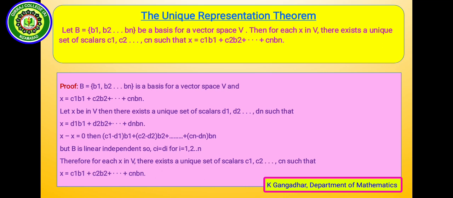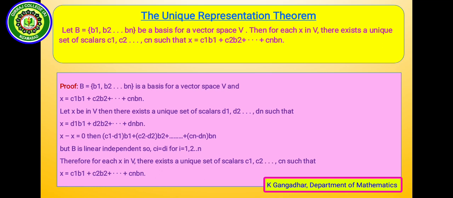So here we subtract one from the other. So x minus x equal to (c1 minus d1) b1 plus (c2 minus d2) b2 plus so on plus (cn minus dn) bn equal to 0. But here B is linear independent because it is a basis. B is linear independent means in the linear combination all scalar values are zeros. So that is c1 minus d1 equals 0, c2 minus d2 equals 0, so on, cn minus dn equals 0. So that is c1 equal to d1, c2 equal to d2, so on, cn equal to dn.